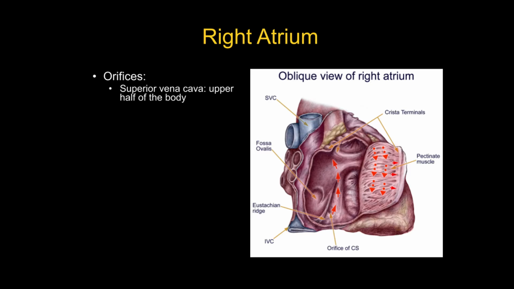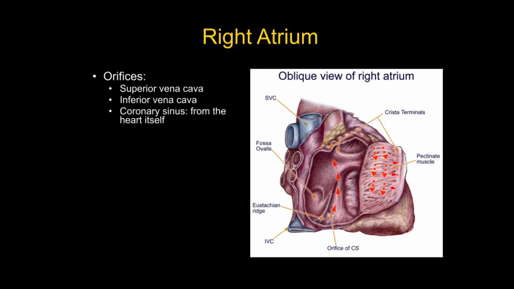So if you cut open the right atrium and look at its walls, you would see different orifices. So when we say orifice, it means an entry point or a hole where blood can enter or exit depending on the direction of flow. So one opening is that of the superior vena cava, which I mentioned earlier, drains the venous blood from the upper half of the body. And then you have the inferior vena cava, which brings back venous blood, the deoxygenated blood from the lower body.